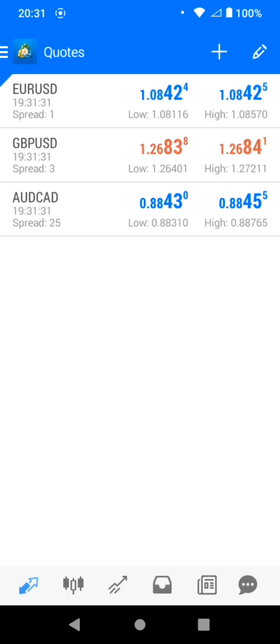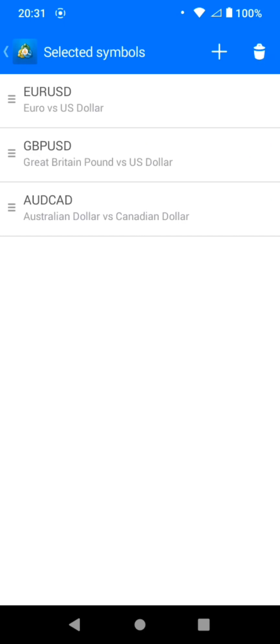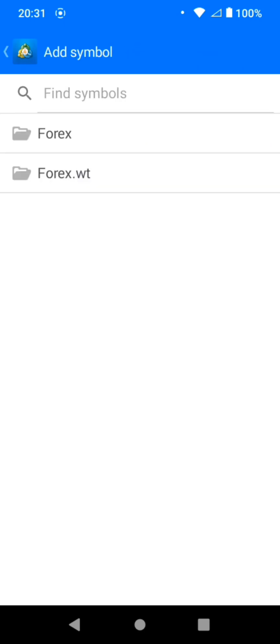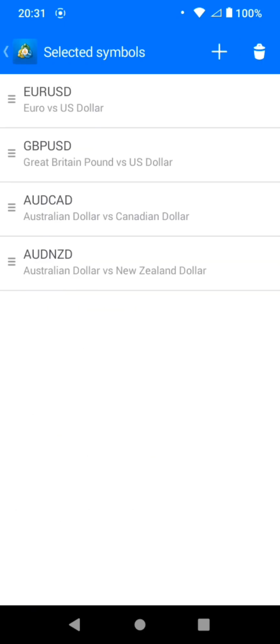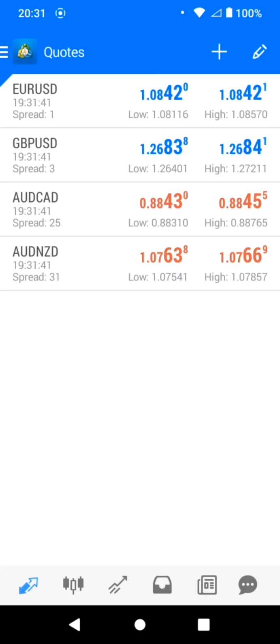If you want to add more quotes, you just press again and search for a quote, or you look here and press this, and your new quote is added. You see? This is Aussie Kiwi. The Aussie is the nickname for the Australian dollar, and Kiwi is the nickname for the New Zealand dollar. So basically, guys, this is just the tutorial. In upcoming videos, I'm going to show you more strategies, what you need to know, how to take partials, how to set your break even, and other stuff as well.